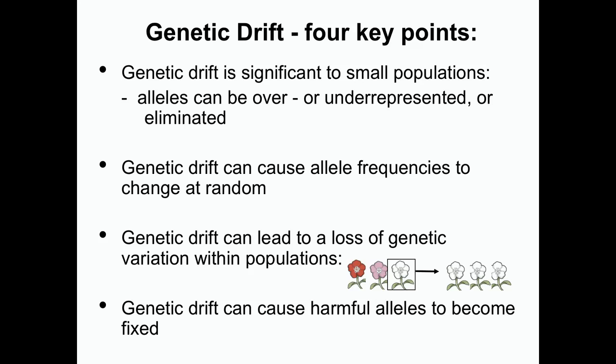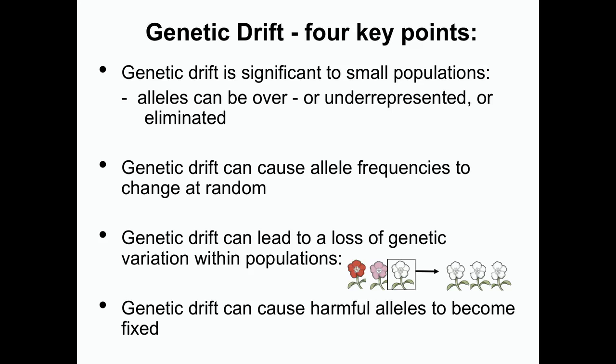It's significant to small populations. It's really easy for something to be over or underrepresented. So think about flipping a coin. It's random whether you get heads or tails. If you flip it twice, you could easily get heads twice. But if you flip it 100 times, chances are you're not going to get heads 100 times. So smaller populations lead to greater chance of genetic drift.